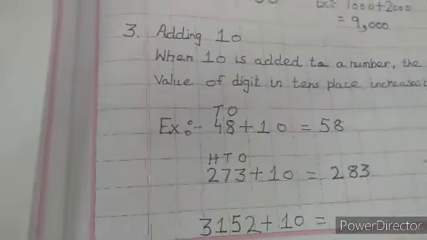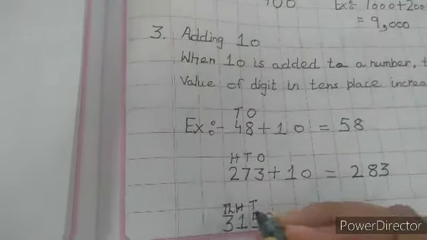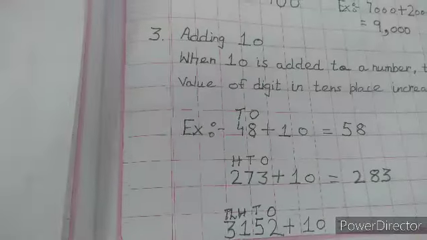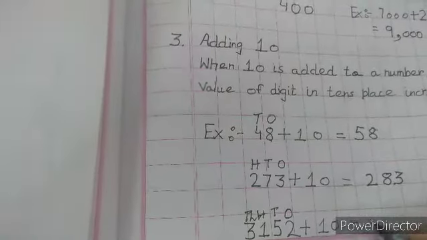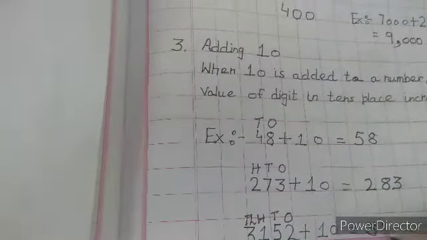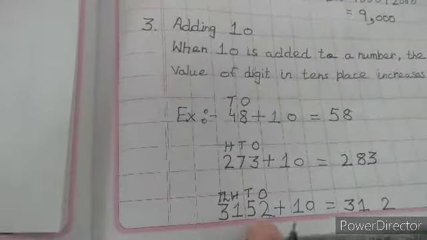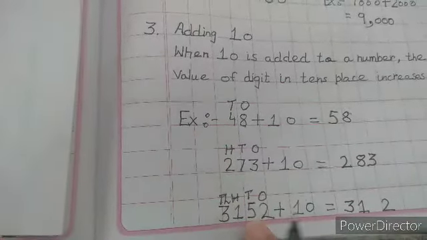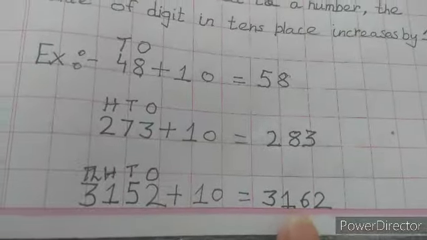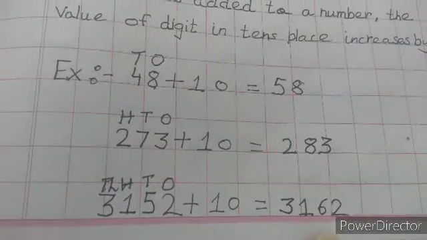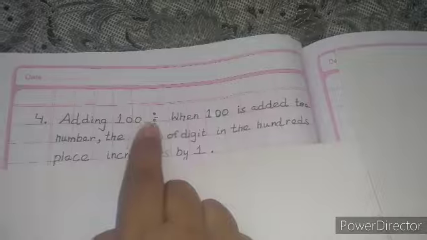Let us look into one more example. Suppose the number is 3152. Thousands, hundreds, tens and ones. Here, what is the digit in the tens place? It's 5. The rest of the digits we will write like that only. And if we add 1 to 5, what will it become? 6. So this will be 3162.